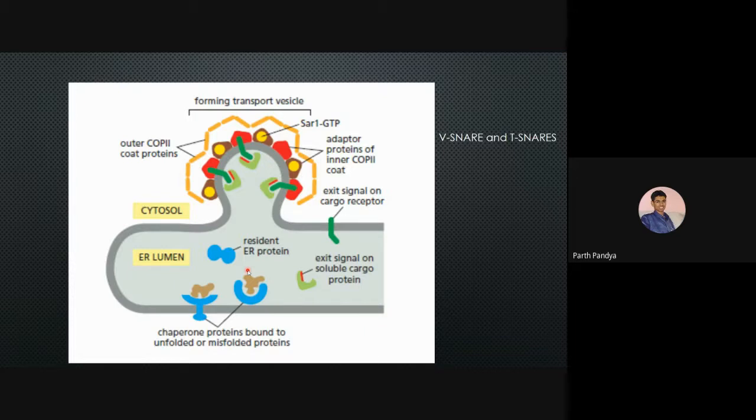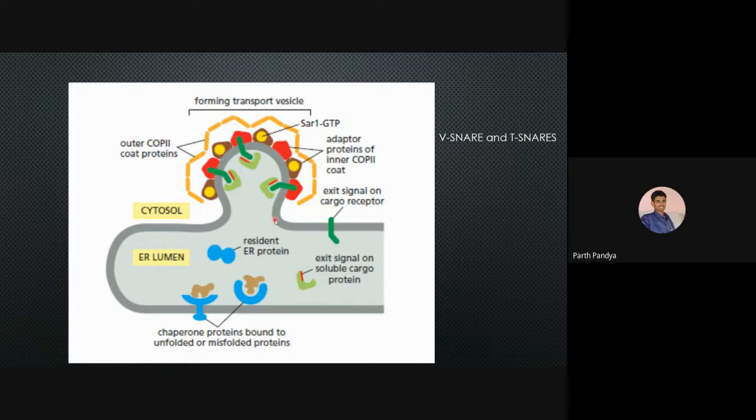particular protein, due to which the protein in the folded state will be activated further once it has been vesicled in the other organelles. Okay, so this ER protein which has been there, there is an exit signal which is there on the soluble cargo protein. So this exit signal has been identified by the exit signal cargo receptor. So that is identified, and overall those proteins are being made.